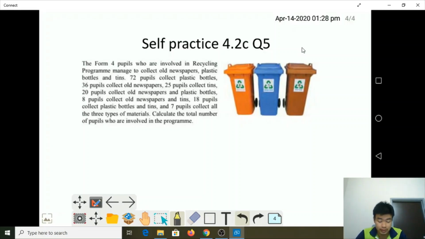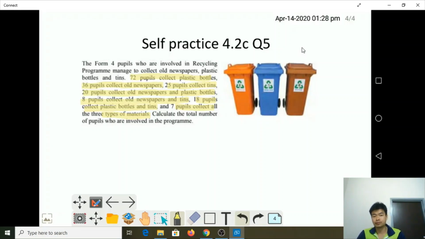This is a 3 sets question already. 72 pupils collect plastic bottles, 36 pupils collect newspaper, 25 pupils collect tin, 20 pupils collect newspaper and plastic bottles, 8 pupils collect newspapers and tins, 18 pupils collect plastic bottles and tins, 7 pupils collect all the 3 types of material. Calculate the total number of pupils who are involved in the program.